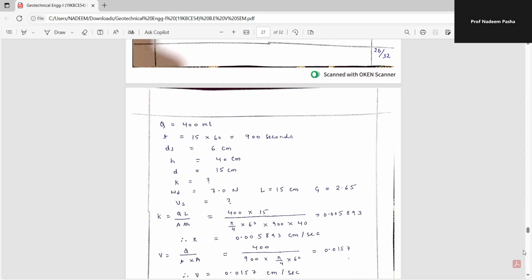So capital Q is how much? 400 ml. Small t is 15 minutes, which comes out to 900 seconds. D is equal to 6 centimeter, h is equal to 40 centimeter, L is equal to 15 centimeter, k you need to calculate.